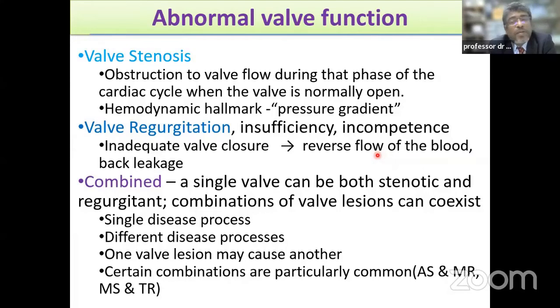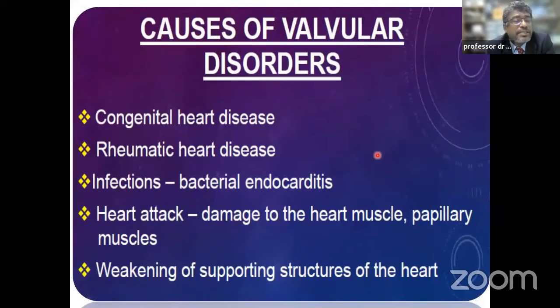So this is abnormal valve function. There may be stenotic type valve lesions, there may be regurgitation type valve lesions, or there may be a combination. What we have learned from our case today is that the patient has both aortic stenosis and aortic regurgitation. So a patient may have both types of lesions, stenotic and regurgitant, in the same patient.